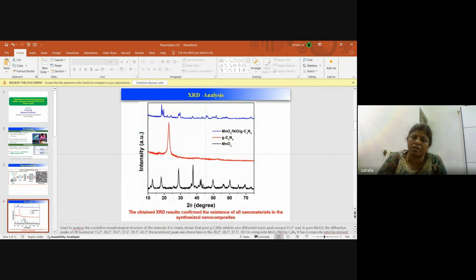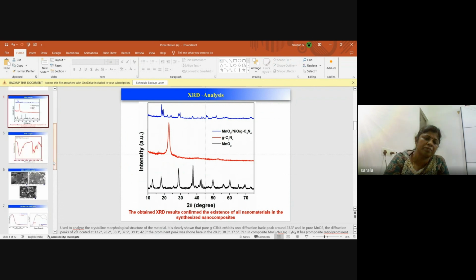In the X-ray diffraction analysis, this method shows the manganese dioxide component's pure peaks. 28.3 is the manganese dioxide peak and 39.2 is another prominent peak. The red color is the GC3N4, whose prominent peak is at 23.2. The blue color peaks are the composite component peaks. That is the X-ray diffraction analysis.